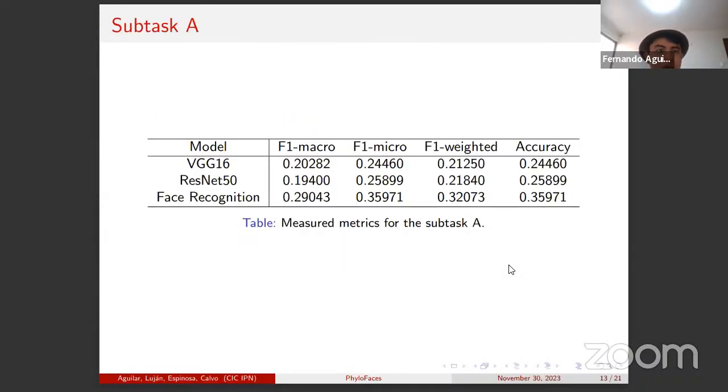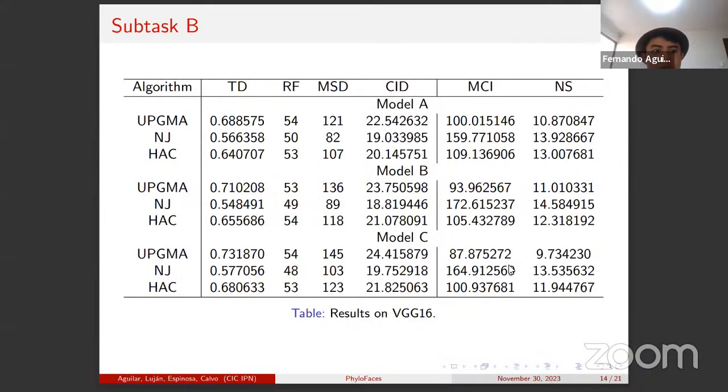And as results in the subtask A, we didn't see a very good result. That's probably because we don't have enough data. We might see better results if we provide much more data in this case. But as I previously mentioned, we are not too interested in this subtask. We are more interested in the subtask B, in the tree generation process.